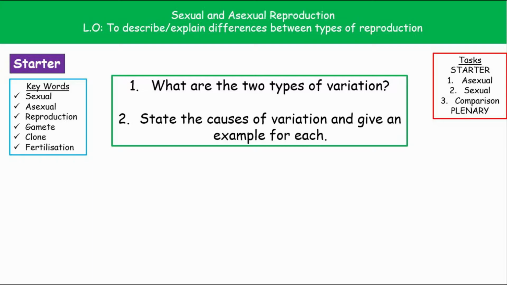What we're going to be doing in today's lesson is having a look at two types of reproduction. So we're going to look at sexual reproduction and asexual reproduction. Hopefully by the end of this lesson you're going to be able to describe those two types of reproduction and explain the differences between them. To start us off, we've got a couple of questions based around our previous lesson, so have a go at answering those in your book for me.